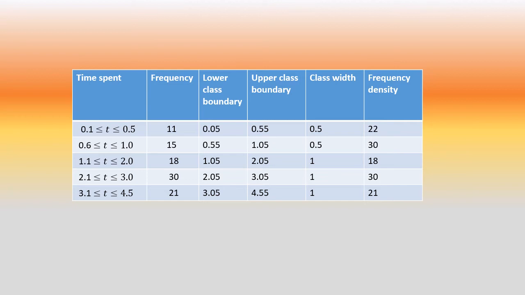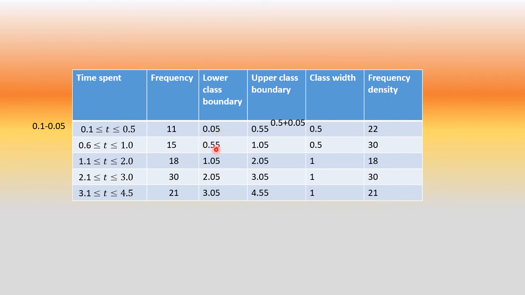How do you calculate the lower class boundary? From 0.1, I will subtract 0.05. So my answer is 0.05. For the upper class boundary, for this 0.5, I will add this 0.05. Now the upper class boundary is 0.55. The upper class boundary of the previous class interval becomes the lower class boundary of the next class interval.